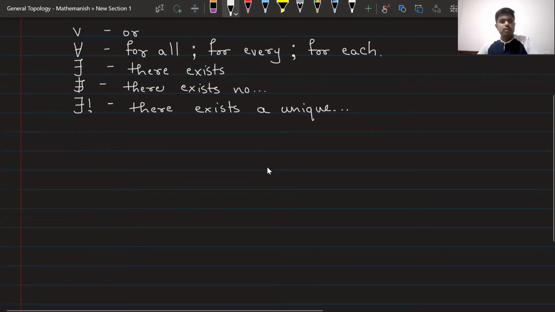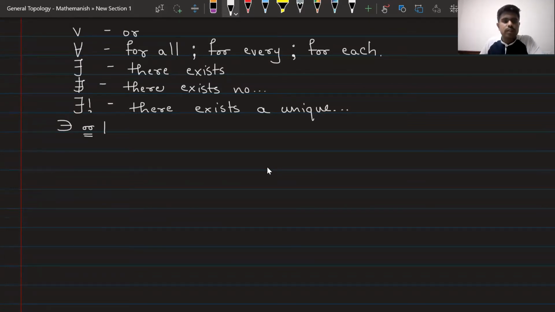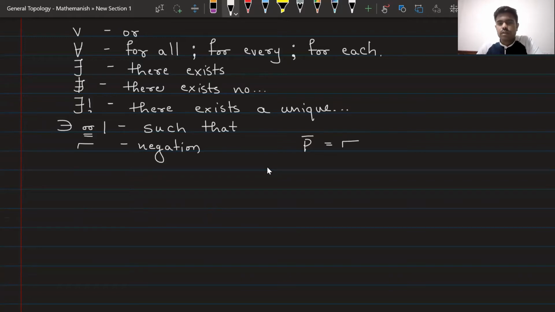After this, we have this symbol, or we sometimes also use a vertical line, that denotes such that. Okay. And this denotes negation of the statement. So in my previous lecture, I used the bar notation for negation. This is equivalent to negation of P. Okay. Both the notations are the same. Just from here onwards, I shall use this notation as per the textbook.